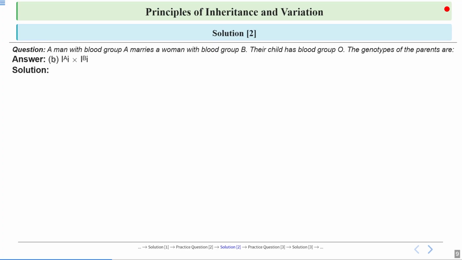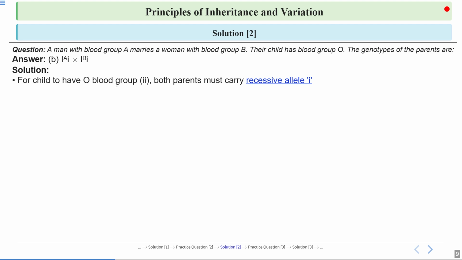The answer will be option B, IA small i and IB small i. This means the father is heterozygous for blood group A and the mother is heterozygous for blood group B. Clear? Now they are saying the child has blood group O, meaning the child will have genotype small i, small i.